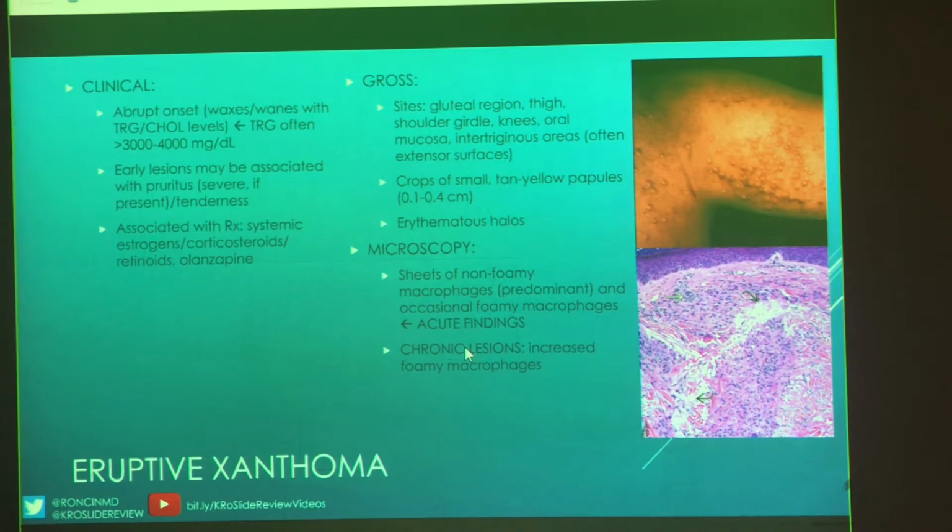Again, you're going to have sheets of the non-foamy macrophages and foamy macrophages. So that's why we wanted to point out the importance of having both the foamy and non-foamy macrophages, because that's something that helps you determine, okay, is this eruptive versus just a regular xanthoma? And as the lesions stick around and become more chronic, you're going to see an increased presence of those foamy macrophages. But you notice that we're not going to necessarily expect the inflammation that we saw in the previous case or the giant cells. These are relatively bland in appearance except for those macrophages.